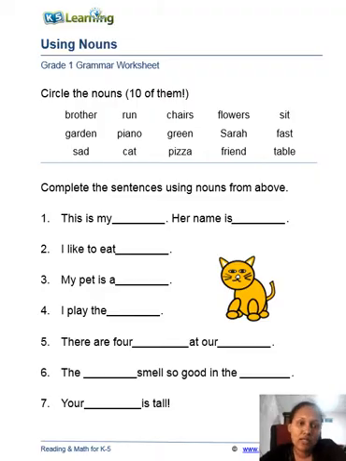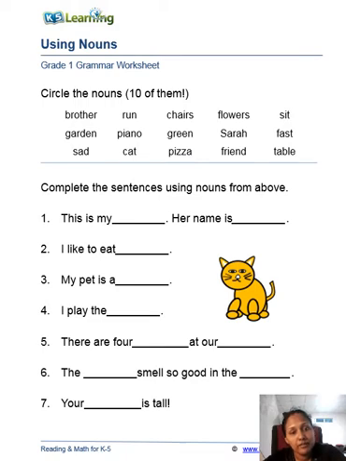Now in this worksheet, you have to do two activities. They are about nouns. The first one is circle the nouns. There are 10 nouns you can find. You have to circle them. So what is a noun? Now you have learnt about nouns. A noun is when we describe a person, animal, place or thing. They are naming words, right? We are calling them nouns. Animal, person, place or thing, right?